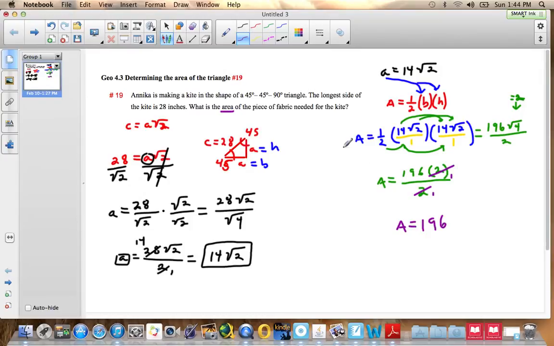196. Since they were talking about inches, 28 inches, the amount of fabric I need is 196 inches. It's a square, so it's 196 square inches of fabric. And that would be my answer for number 19. Hopefully that helps you with that. Good luck.